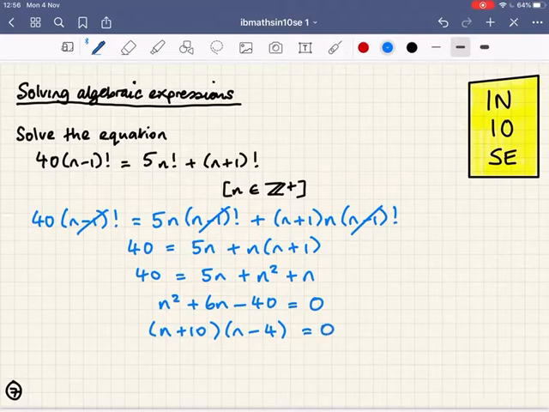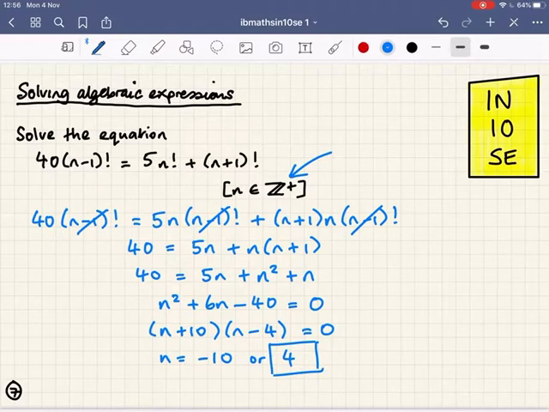And so I have two possible solutions here for n. n equals minus 10 or 4. But because we were told n must be a positive integer, my solution must be n equals 4.